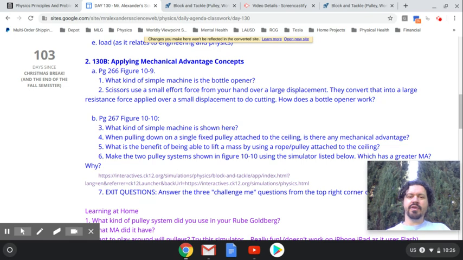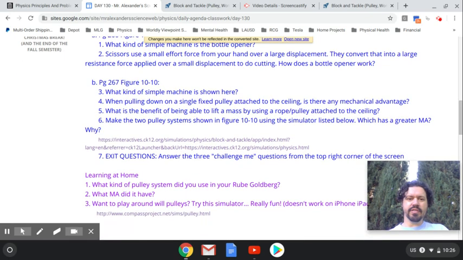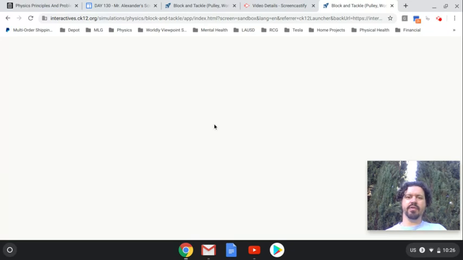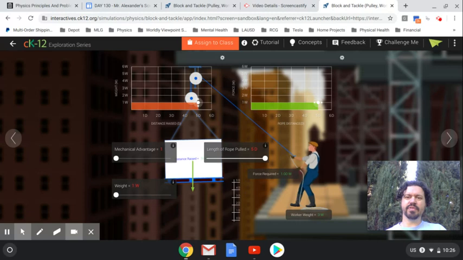Okay, a bottle opener. It's a lever. Let's see. What else? What kind of simple machine? Pulley, right? We went over that stuff yesterday. Greater mechanical advantage would be the 2-pulley system. Why does it have greater mechanical advantage? So it gets to share the movement via 2 ropes.